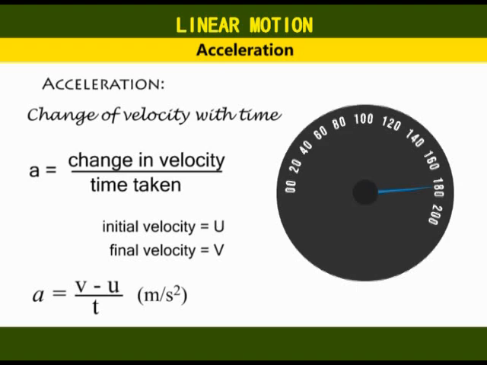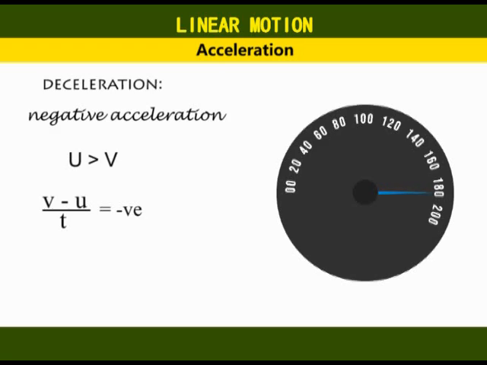Acceleration is a vector quantity and changes with the change in the magnitude of velocity, direction of the velocity, or both. When a body's velocity reduces with time, for instance, when brakes are applied to a moving car, the final velocity v will be less than the initial velocity u. So v minus u over t will be negative. This negative acceleration is called deceleration or retardation.